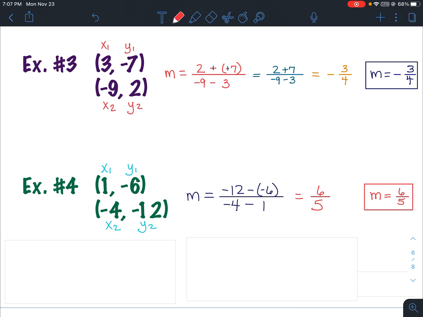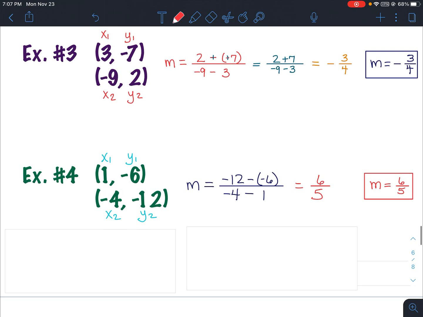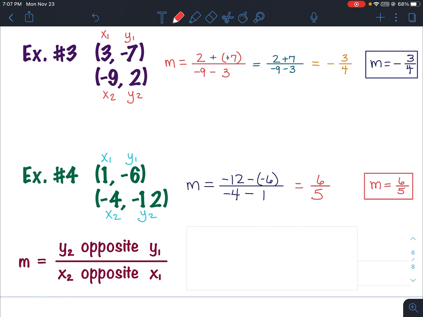However, one way to think of this is when you're subtracting a number, it's y2 minus y1, and then x2 minus x1. When you're subtracting that, it's like taking the opposite of it. So another way of thinking of the slope is y2 and then the opposite of y1, x2 and then the opposite of x1. Pause your video, write that down.